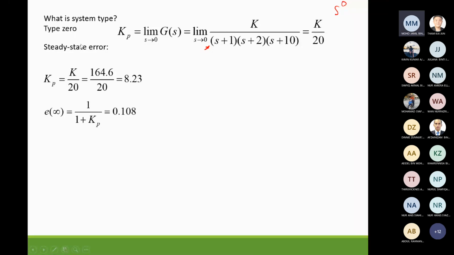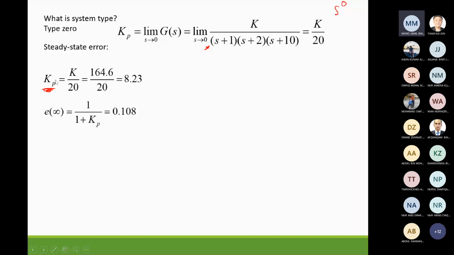So the system will have a steady state error only when you use a unit step input, okay? Or you have steady state error for the static error constant Kp. So this goes back to lecture 4B, steady state error, okay? To find Kp, you use the limit theorem. So you get Kp equals K over 20.